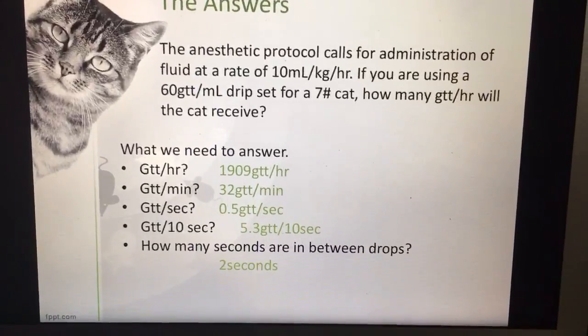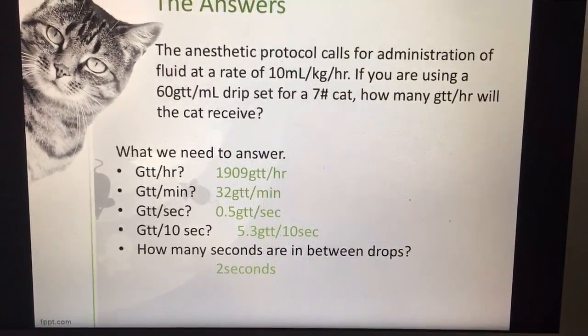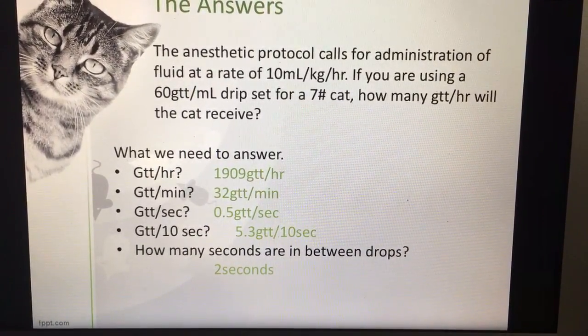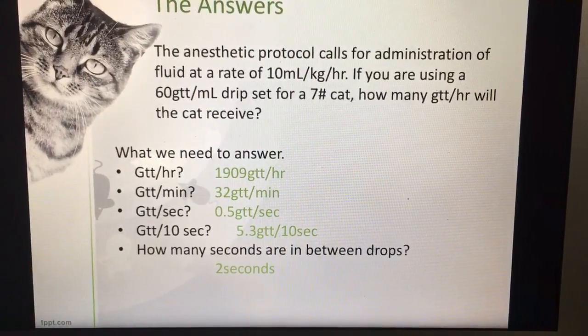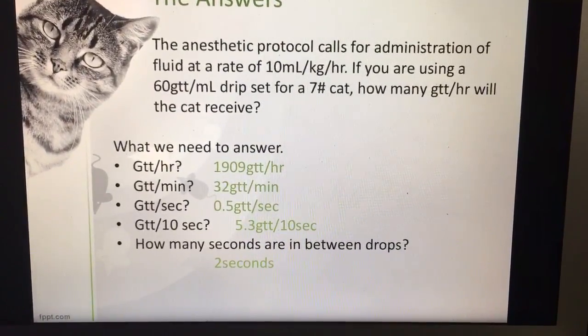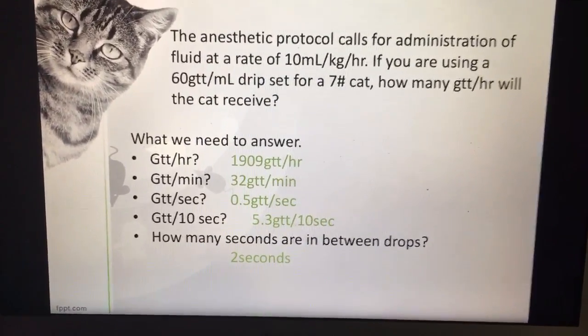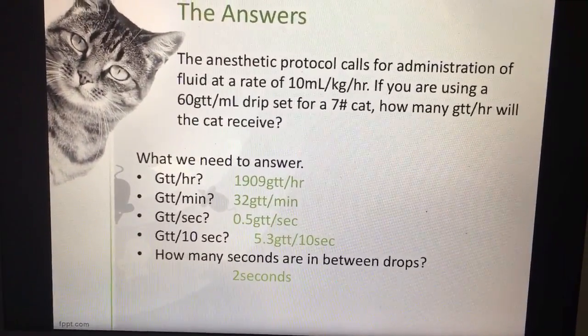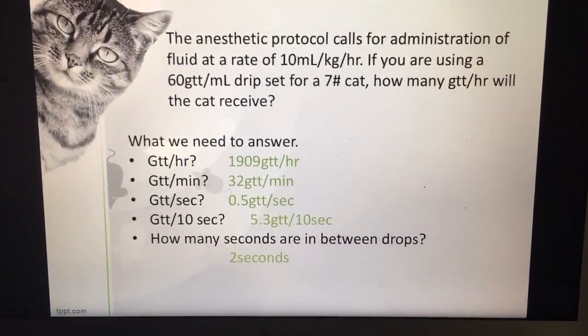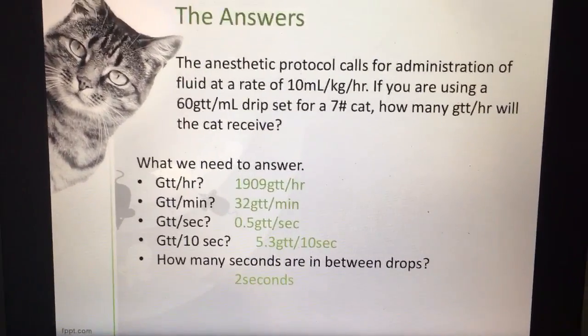So we found out per hour, it's 1,909 drops per hour, 32 drops per minute, 0.5 drops per second, 5.3 drops per 10 seconds. For that one, they'll tell you how to round it, but that's what I got. And then how many seconds are in between drops? 2 seconds.